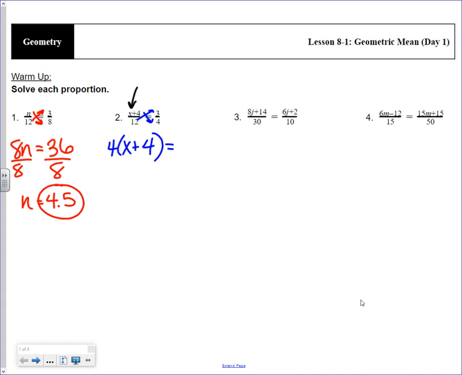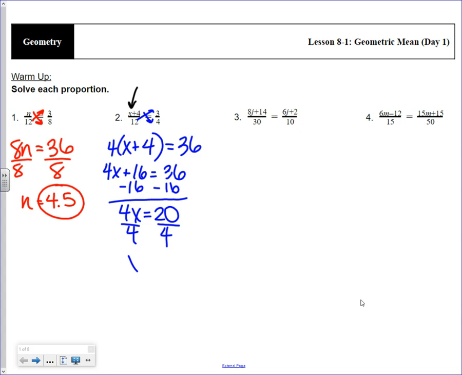Now, what's the other diagonal? What's 12 times 3 again? All right, how are you going to solve this? Distribute. Okay, now isolate your variable. And what's x, folks? 5. If you need me to pump my brakes here on this isolating, you just let me know. I have no problem doing that, but I also don't want to bore you, okay?